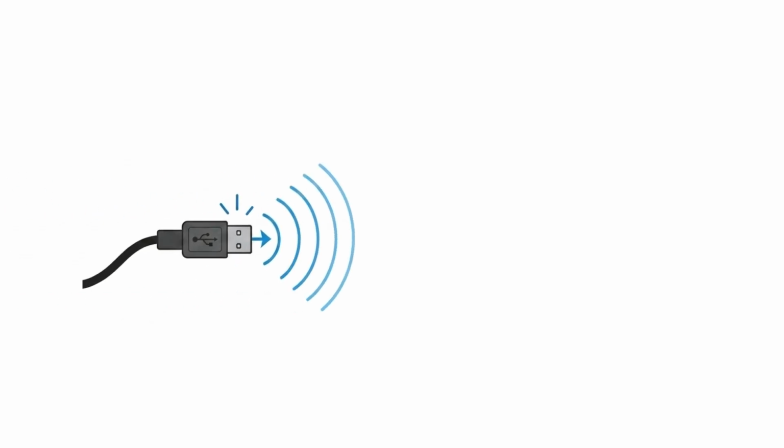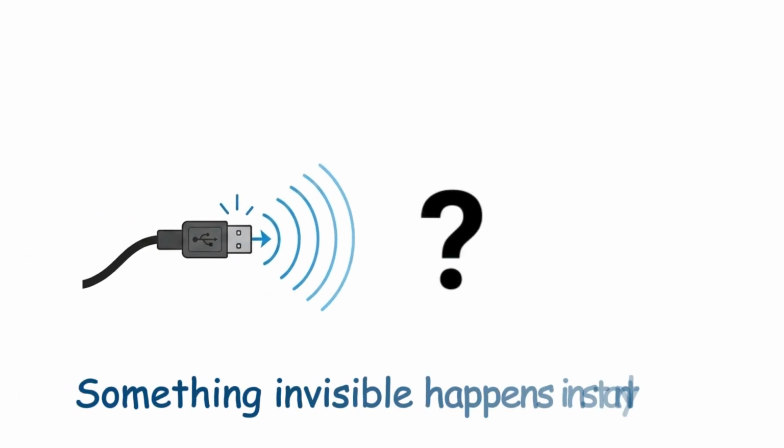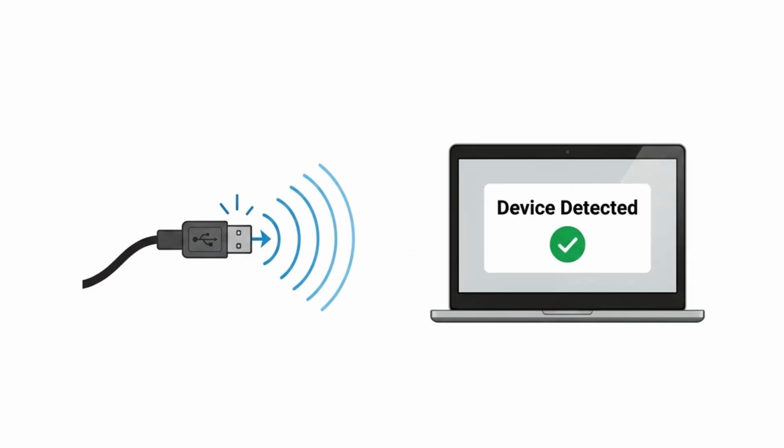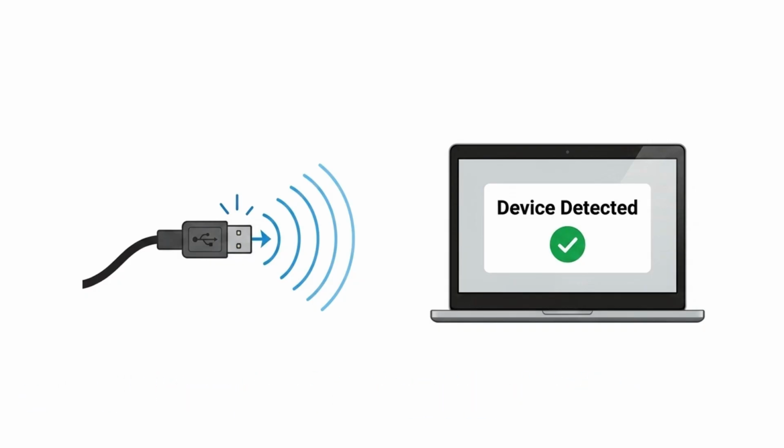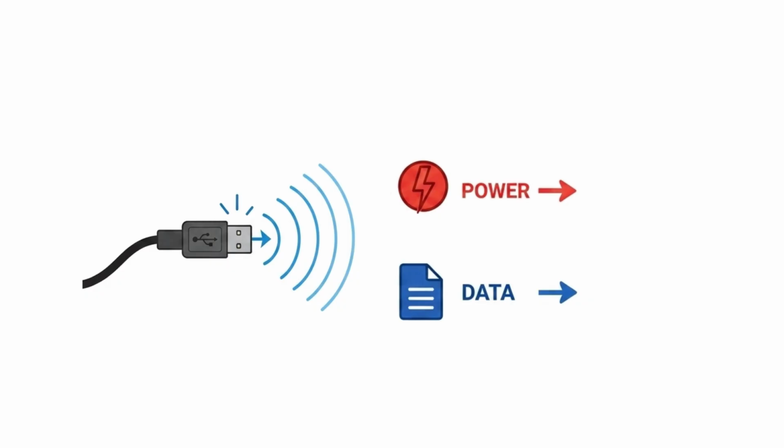Every time you plug in a USB cable, something invisible happens instantly. Your computer immediately recognizes the device, almost like it already knows what it is. But how does it actually do that? And how does a simple cable transfer both power and data at the same time?